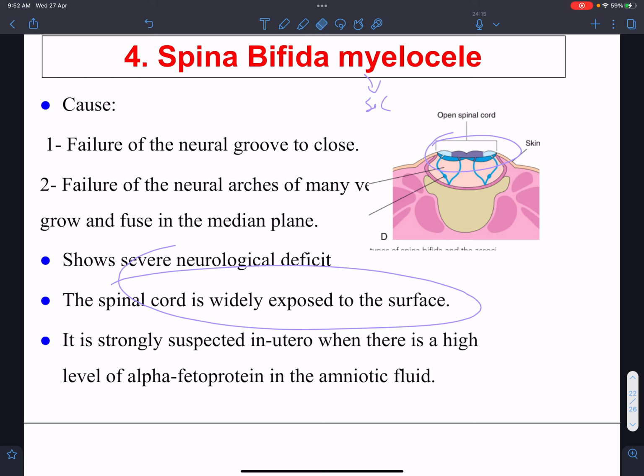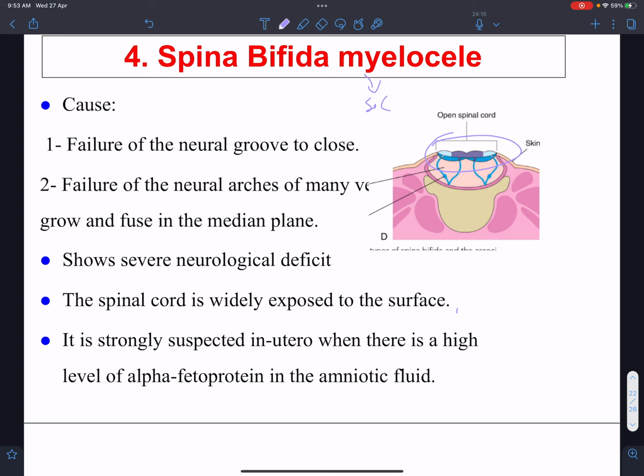You just have to know that in spina bifida myelocele, there's no formation of skin. The spinal cord is actually exposed to the surface. So there's no formation of a cyst-like sac, the meninges are not protruding with CSF, and there's no formation of skin. So the spinal cord is exposed to the surface.